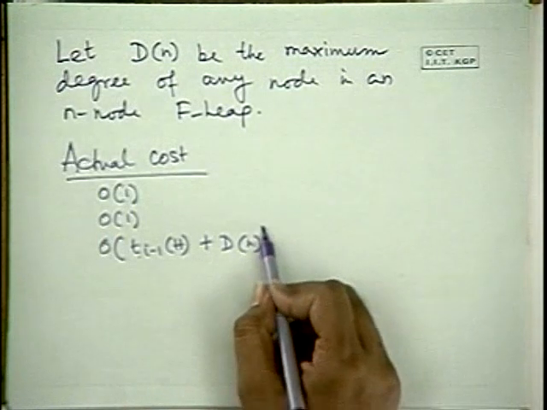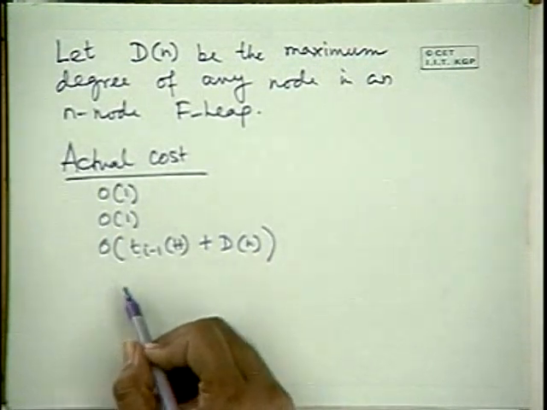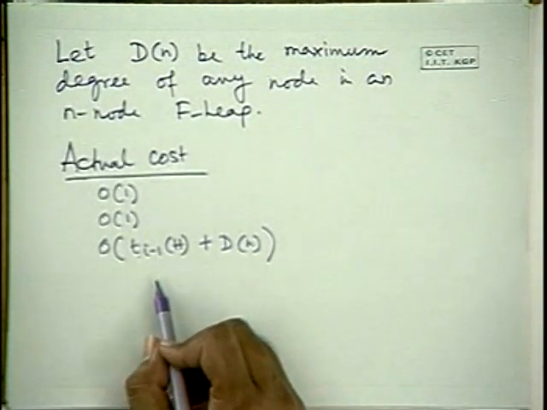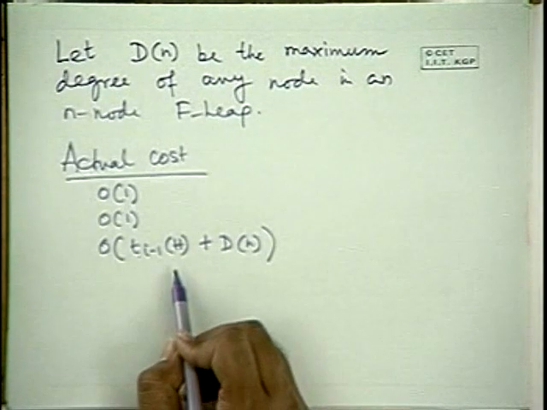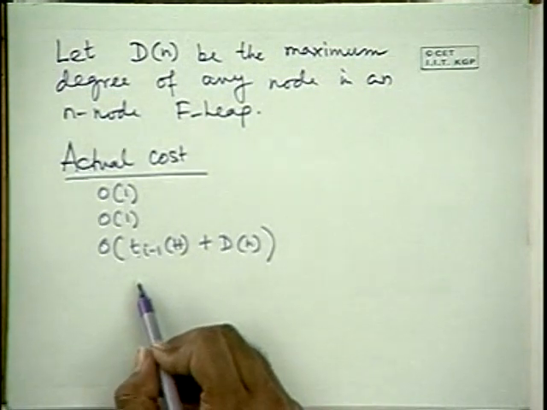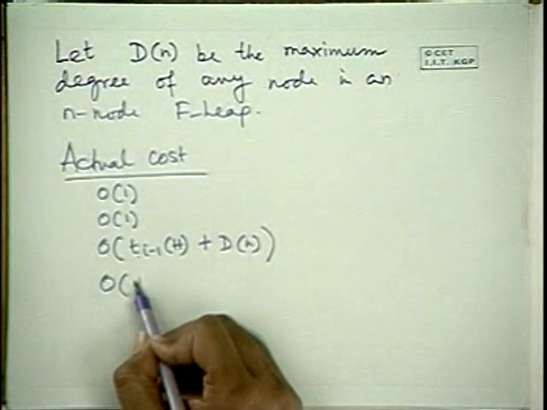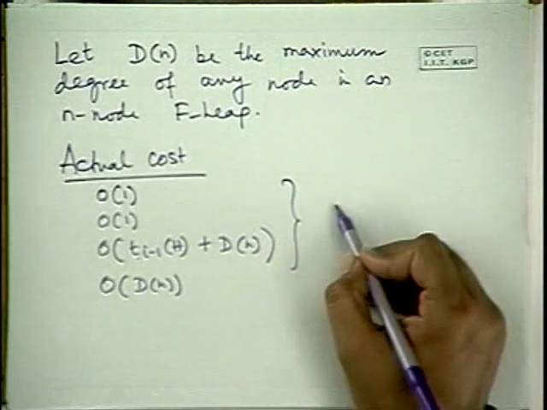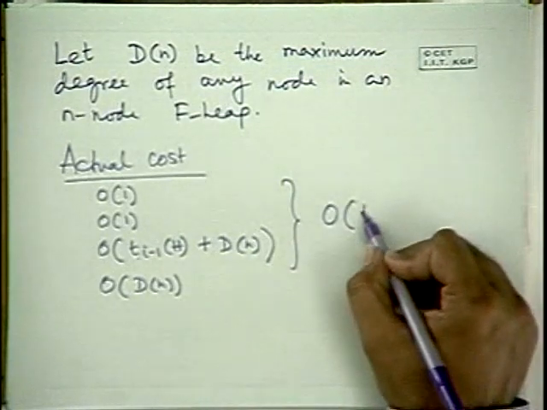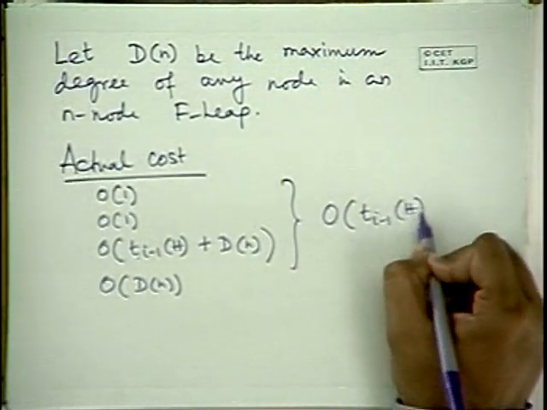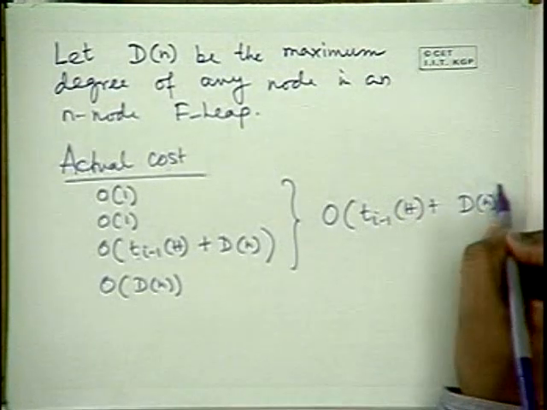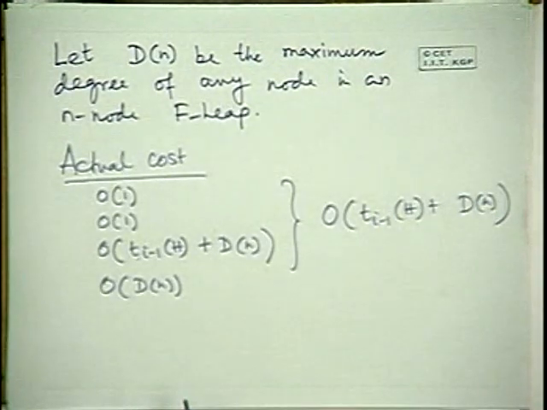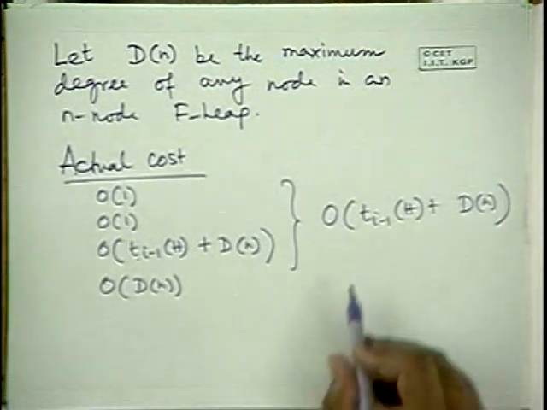So this is the cost of step 3, and step 4 will be nothing but you have to check all the root nodes after doing this linking and find which one is the minimum, and I already told you this is not more than Dn. So total actual cost is order of Ti minus 1 h plus Dn. Please explain that again. Ti minus h plus Dn.